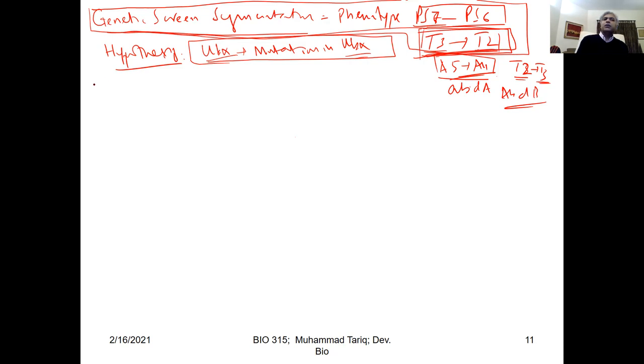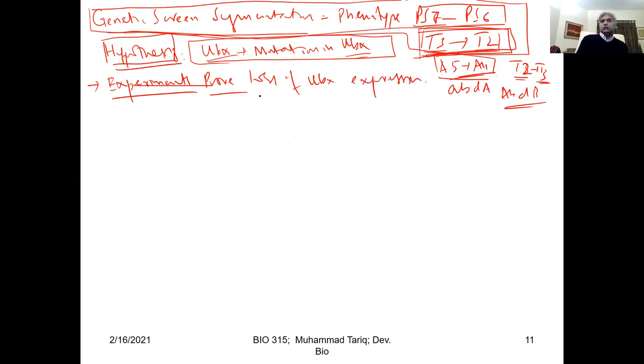Now, to prove your hypothesis, you have to design experiments. An obvious experiment which should come to your mind is to prove there is loss of UBX expression. How will you do this? If I ask you to show that there is loss or delta of UBX expression, how will you do this? Fariha.